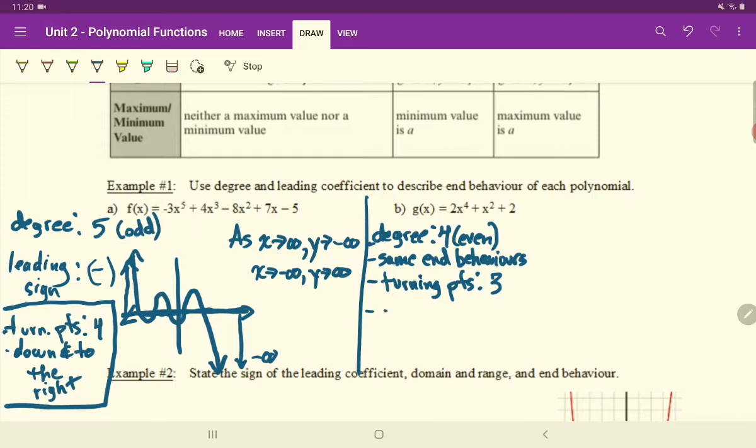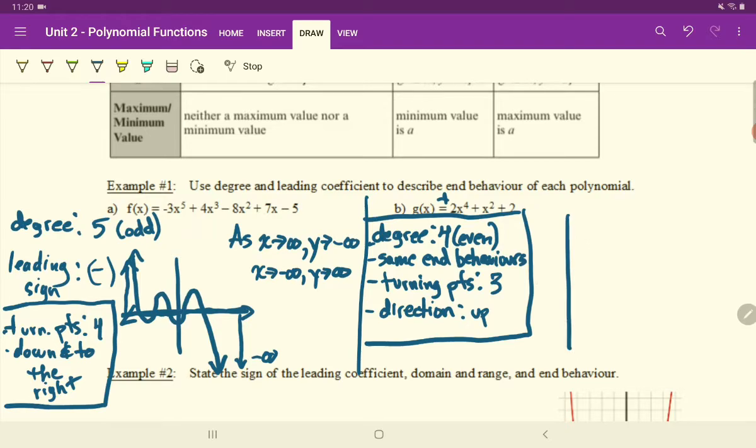And direction, what's my leading sign? Positive, right? So it's going to go up. Okay, for an even degree polynomial, because they have equal end behaviors, the same end behaviors, a positive leading coefficient means the curve is opening upwards. Okay, there you go. That's our information with which we're going to be able to draw our sketch.